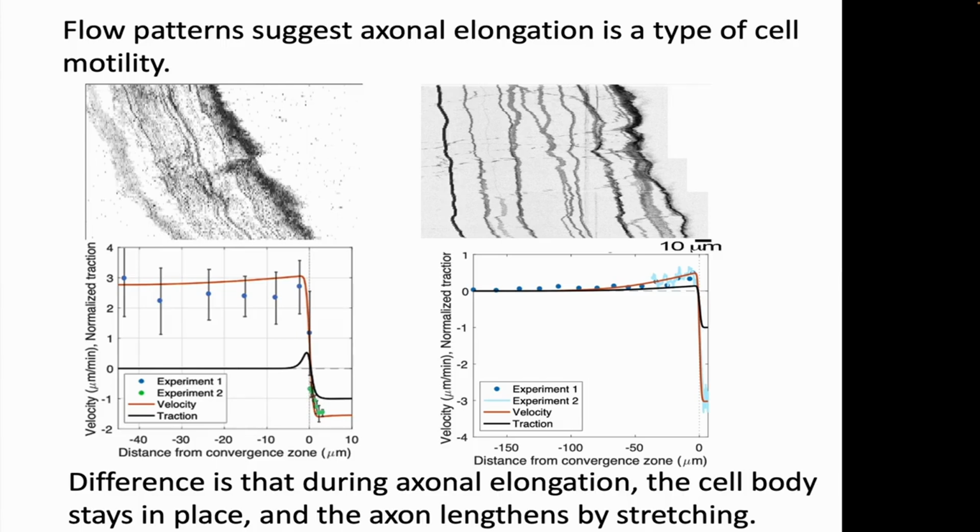If we look at the flow patterns, these are data from a couple of different experiments that have been combined, and then we've done mathematical modeling of neuronal migration and axonal elongation. In neuronal migration, the velocity of material is more or less constant along the length of the neurite, and there's retrograde flow happening in the growth cone. During axonal elongation, if you notice, this scale goes from 0 to -40, and this goes from 0 to about -200. At the tip of the axon, you see forward advance in a pattern very similar to neuronal migration. Nonetheless, towards the cell body, the bulk of materials along the length of the axon are stationary relative to the substrate. The idea is the cell body is staying in place and the axon is lengthening by stretching.